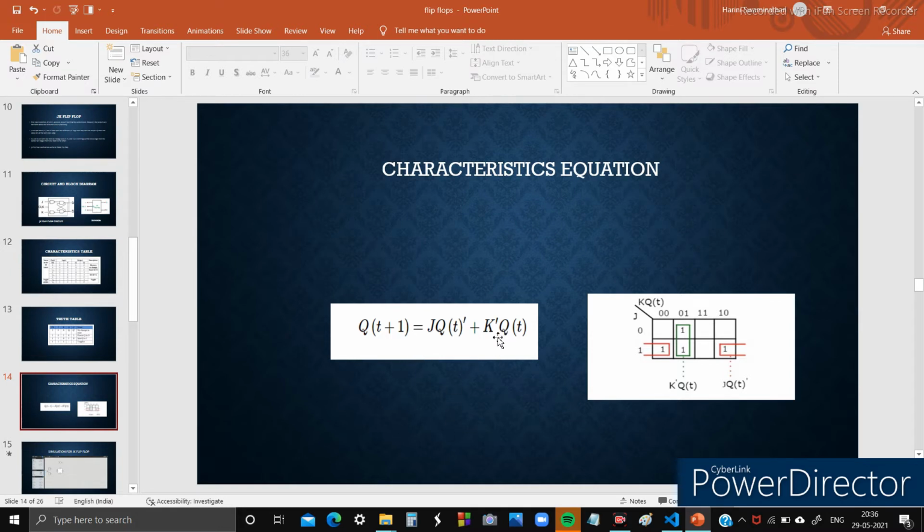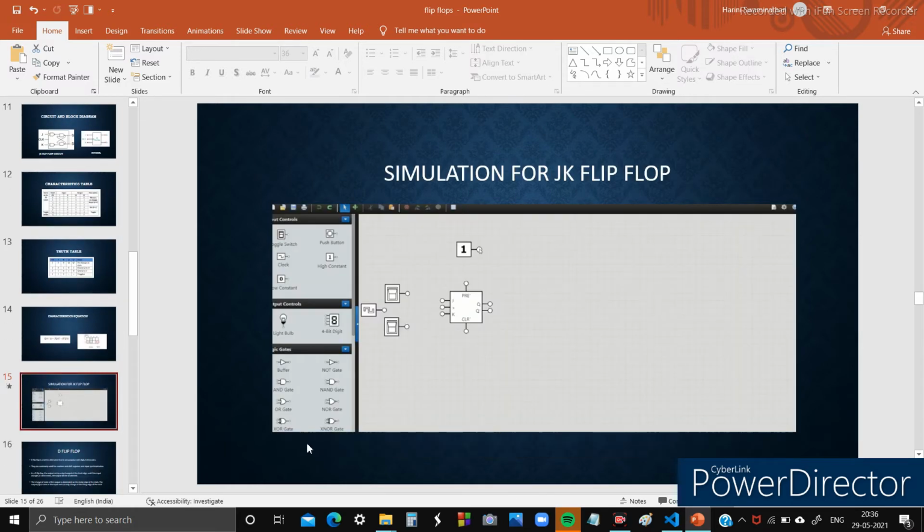Characteristic equation: Q(t+1) = J Q̄(t) + K̄ Q.